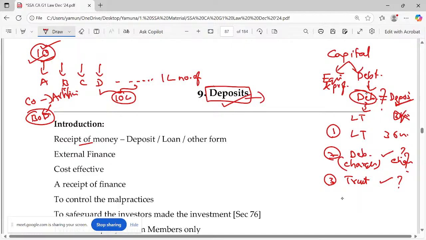Why? Debentures we clearly treat as securities. But deposits, sometimes what happens is, I just took 10 rupees from him.